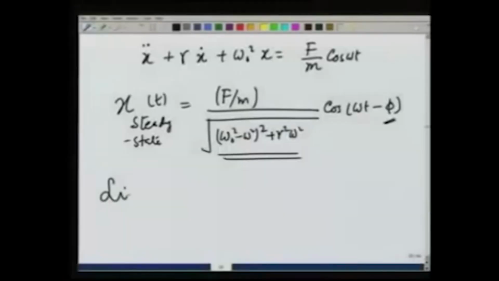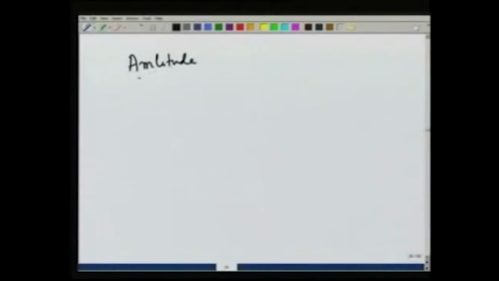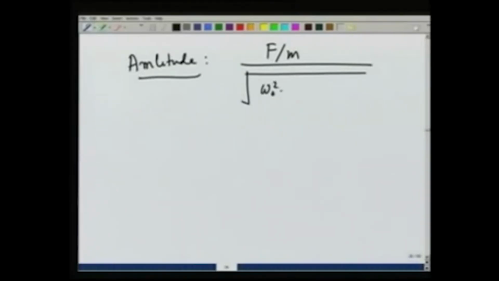Let us first take the case of light damping and see what happens in this case. Remember, this case is where gamma square is much less than 4 omega 0 square, or gamma is much less than 2 omega 0. So, the amplitude in this case is f over m divided by square root of omega naught square minus omega square, whole square, plus gamma square omega square.